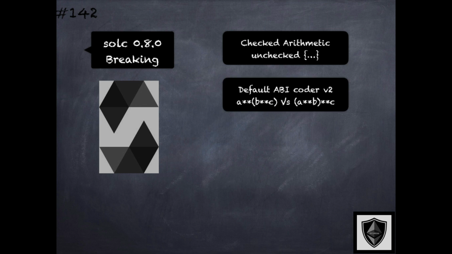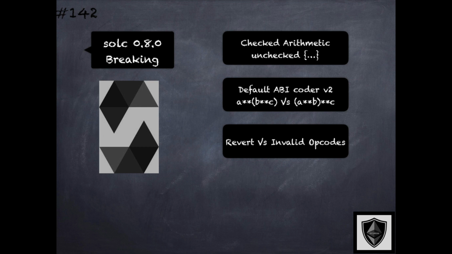ABI coder version v2 is activated by default as of this version. It doesn't have to be explicitly specified, but if the developer wants to fall back on the older v1 version, that has to be specified. Exponentiation is right associative as opposed to being left associative, which was the case earlier. This is the common way to parse the exponentiation operator in other languages, so this was fixed as of this version.